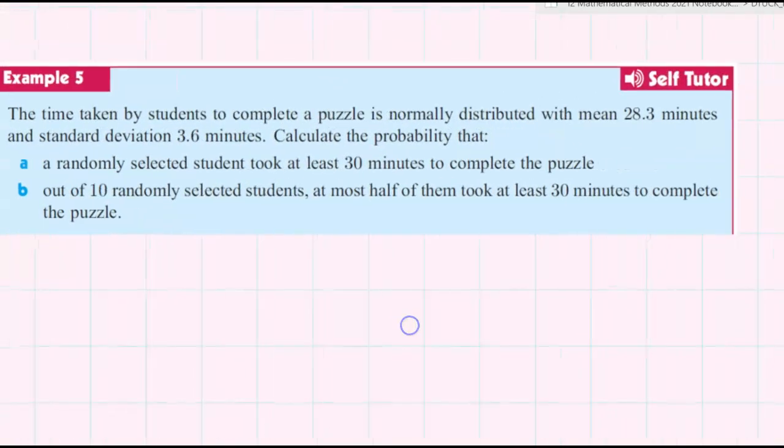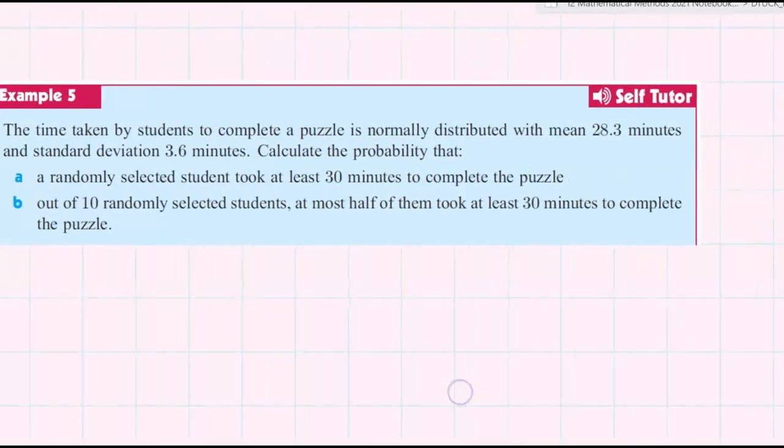We're going to go one step further today. Oh, how dare I try to teach you. Okay. The time taken by students to complete a puzzle is normally distributed with a mean of 28.3 minutes and a standard deviation of 3.6. So, quick, define your variable. Go, go, go.